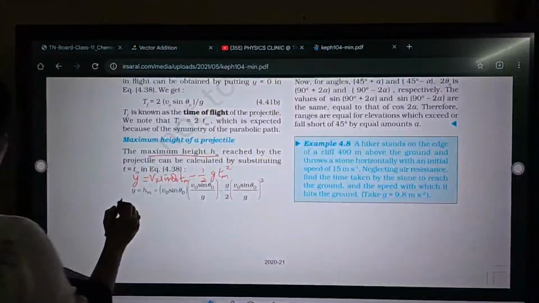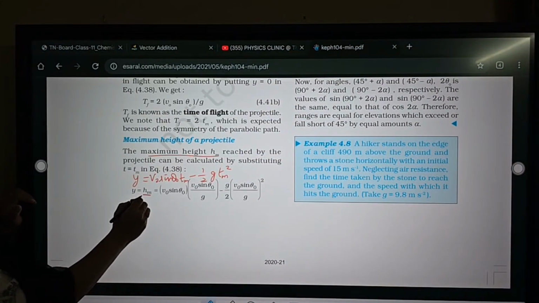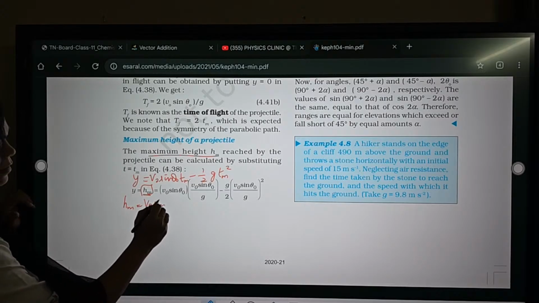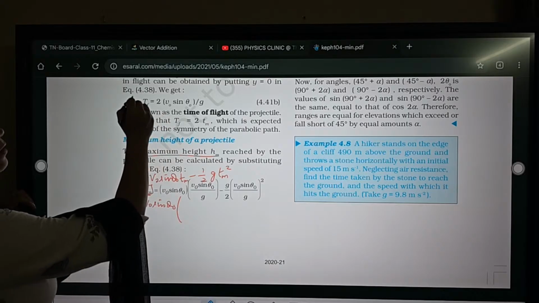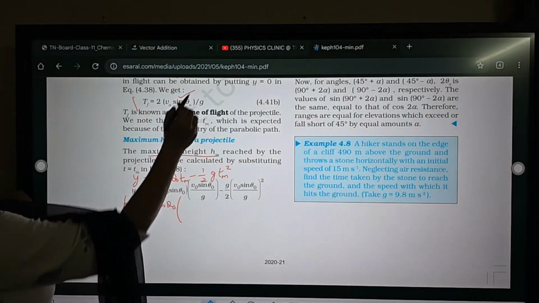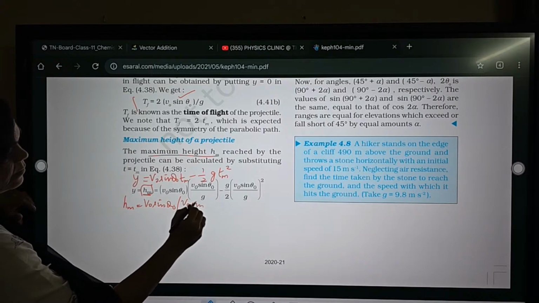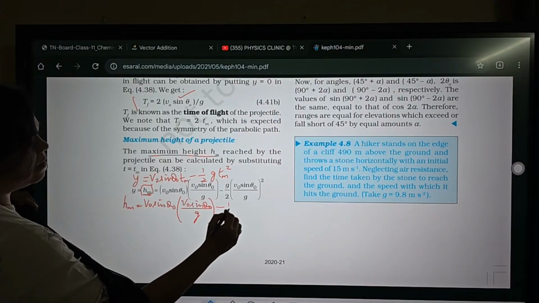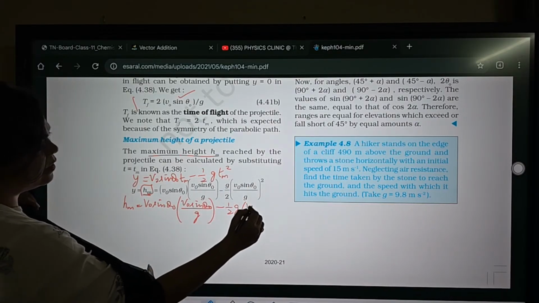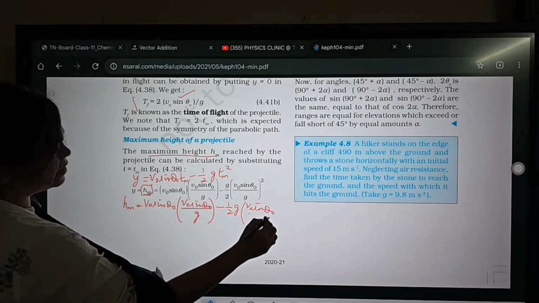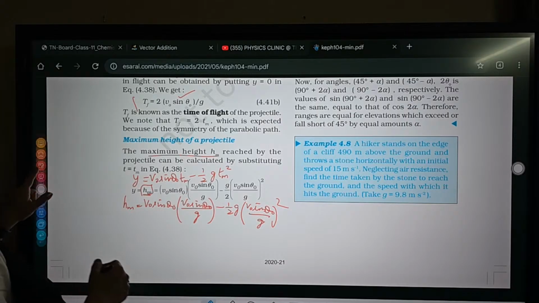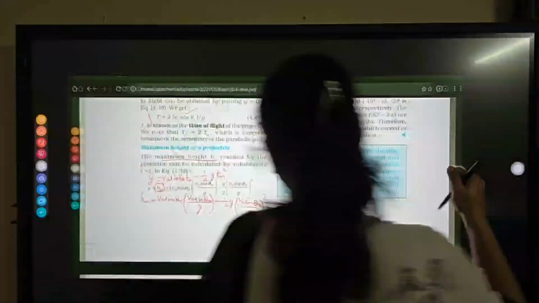What is Tm? It is recorded as the time of maximum height, so it is T suffix m. It will be V naught sin theta naught times Tm, which you have calculated as V naught sin theta naught by g. Then minus half g times Tm square, which is V naught sin theta naught by g the whole square. Is it clear for you, this one? Clear or not? Okay. This is the maximum height.